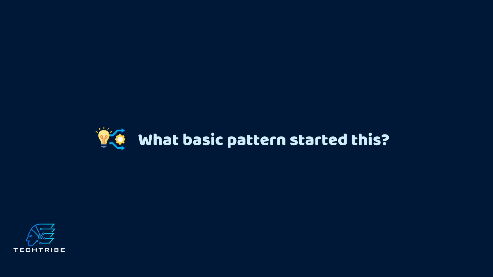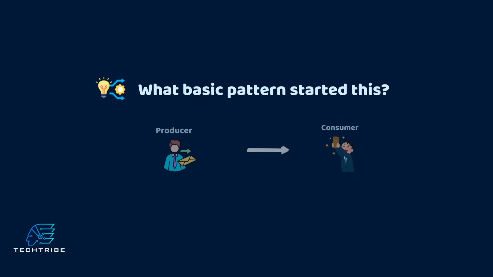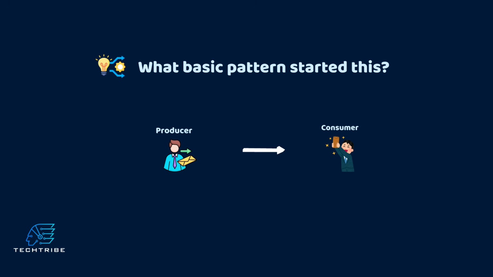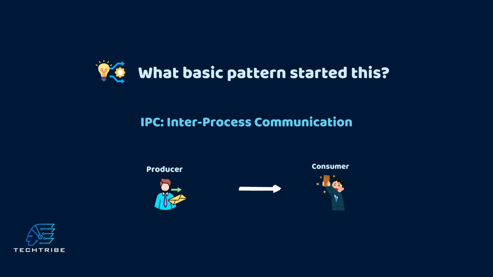Before distributed systems and cloud infrastructure, it always started with a basic communication pattern, a producer sending data to a consumer. And at the OS level, that pattern is powered by something called inter-process communication, or IPC.